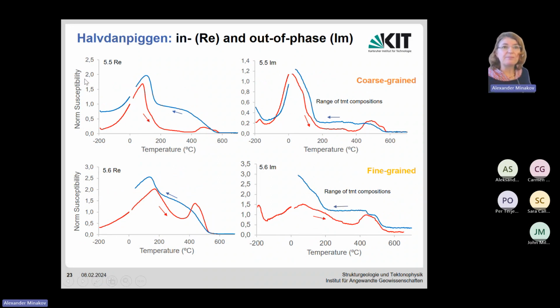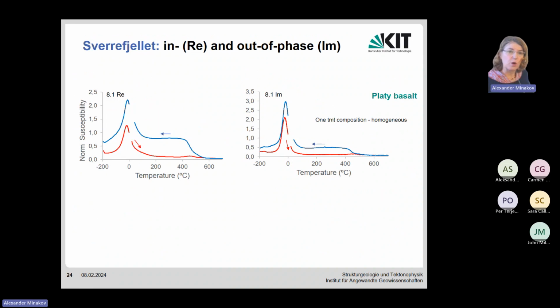And now Halfdan-Piggen, this is the one with a high magnetic susceptibility. And we see this is a titanomagnetite, very clear, with a little bit of irreversibility. So there is something forming, and the Curie temperature here is lower than the one here. So there is some irreversibility related to cation ordering, but this is quite normal, I would say, for an alkaline basalt with intermediate compositions.